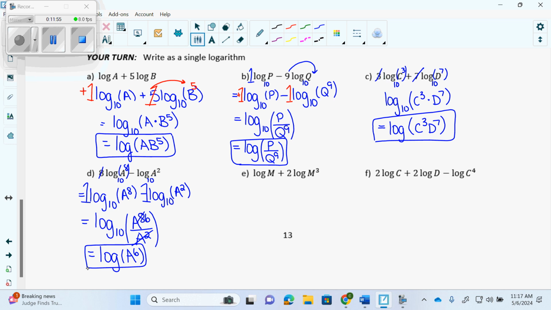Okay, this one is base 10 as well. Plus 1 in front. This one doesn't have a plus 1, so I'm going to go log base 10 of m plus log base 10 of m cubed, but then the 2 has to join, so they multiply. So I actually have log base 10 of m plus log base 10 of m to the 6.